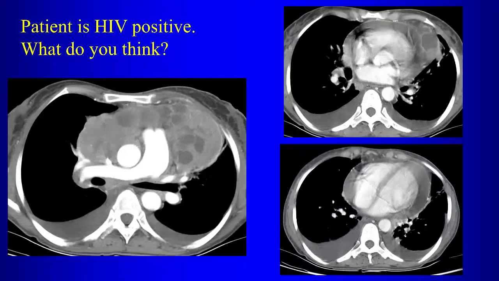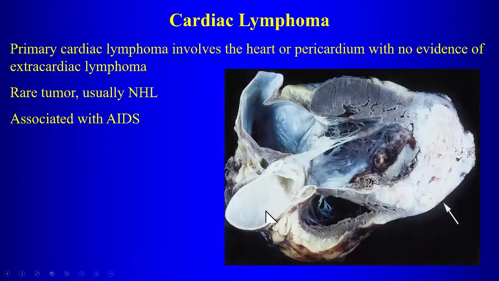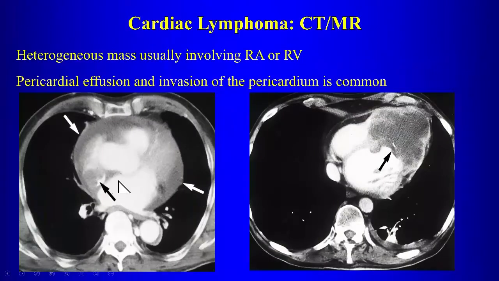Lymphoma, right. This was cardiac lymphoma, okay? So if you have a big extensive tumor like this involving the heart, kind of infiltrating all compartments, lymphoma is a very infiltrative tumor, and especially in patients who are HIV positive, we need to consider lymphoma. So these are usually non-Hodgkin's lymphoma, and this is associated with AIDS and HIV, these cardiac lymphomas. You can have a heterogeneous mass involving the right atrium or right ventricle, really can be anywhere around the heart, and pericardial effusions, invasion of the pericardium, all of those are common with cardiac lymphomas.